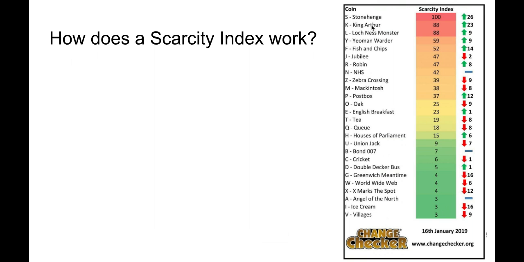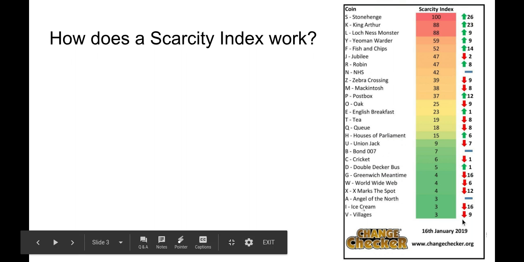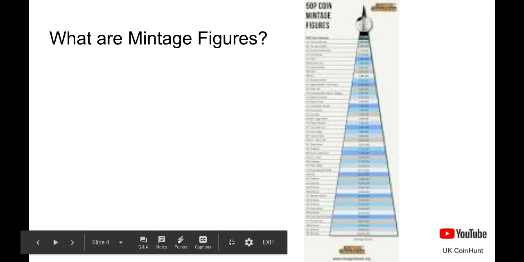So here you can see the S for Stonehenge is now the rarest because it has got a scarcity of 100. 100 is the rarest. It has gone up 26 places from the last time. If you look at K for King Arthur, it is number 88 on the scarcity index. It has a scarcity of 88 and it's gone up 26 places from the last time. If we look at N for NHS, it is number 42 on the scarcity index, and that has stayed the same since the last time. And then if we look at one such as V for Villages, it's gone down 9 places to 3 on the scarcity index.